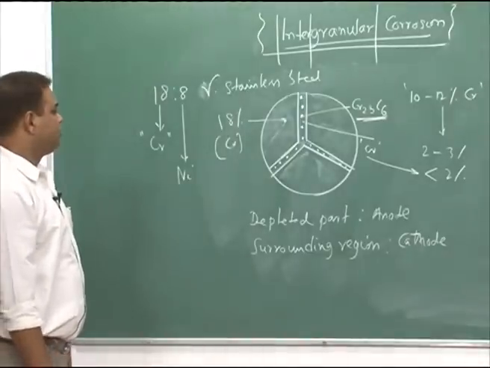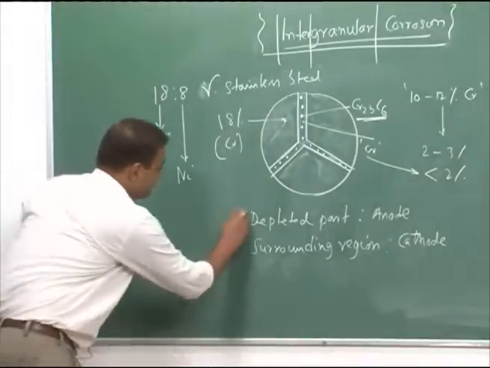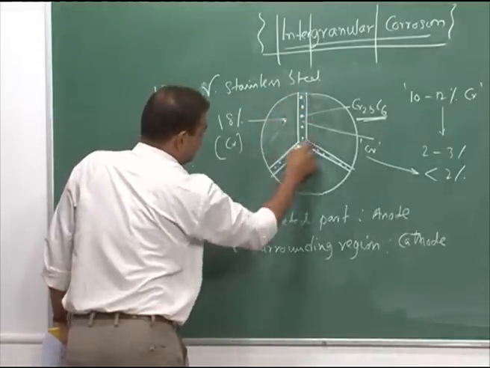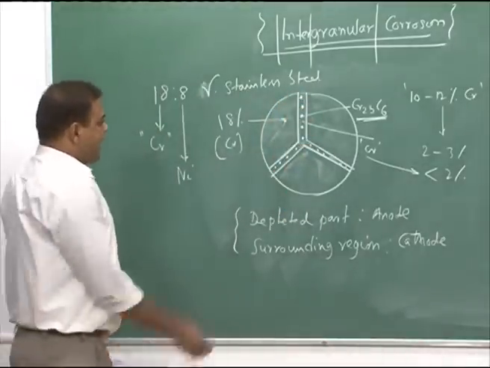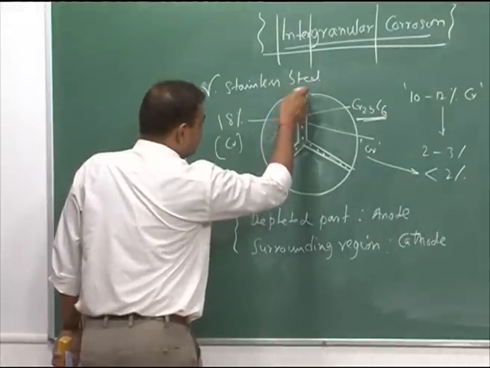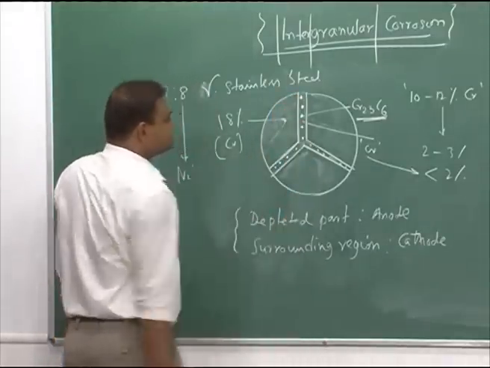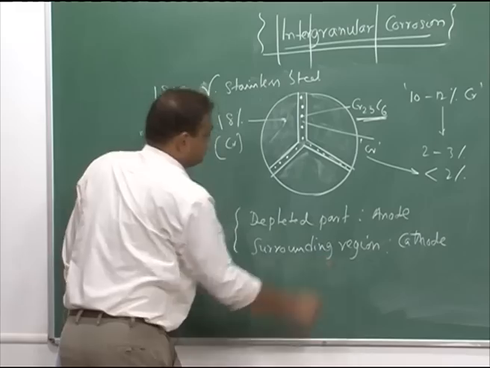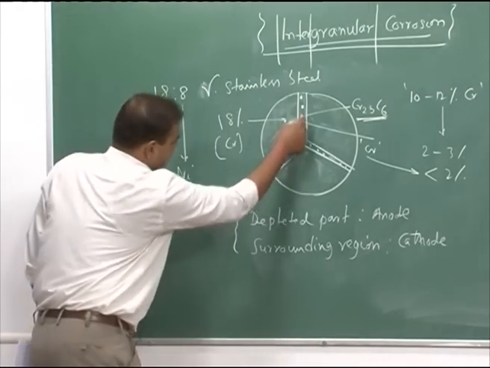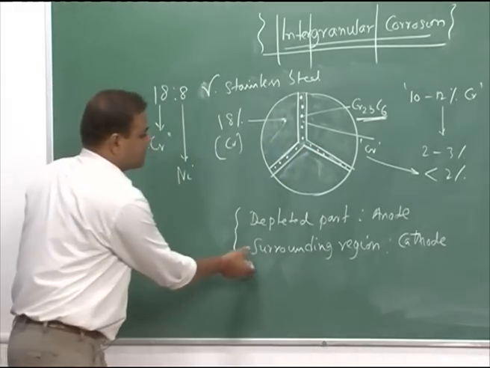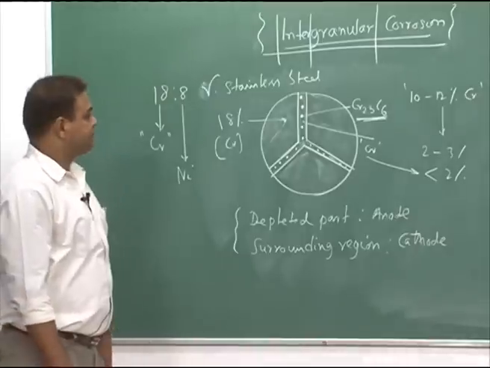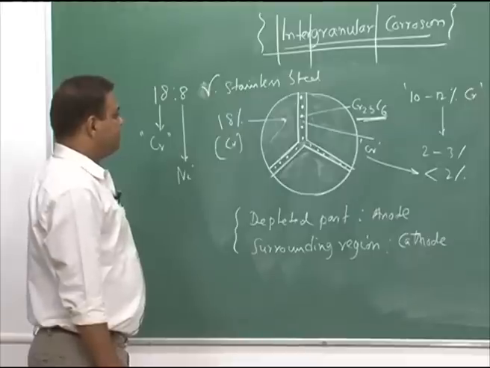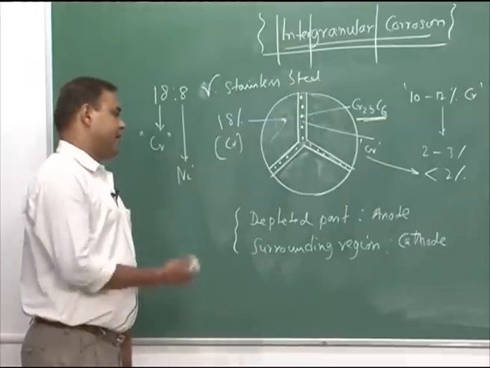Surrounding region would act as cathode. Now, you see that this anodic part is basically a very narrow region, and the carbides are forming along the grain boundary regions, and the depletion is taking place along the grain boundary regions. So, this is a very narrow section compared to the surrounding cathodic zones. So, you have unfavorable area factor.